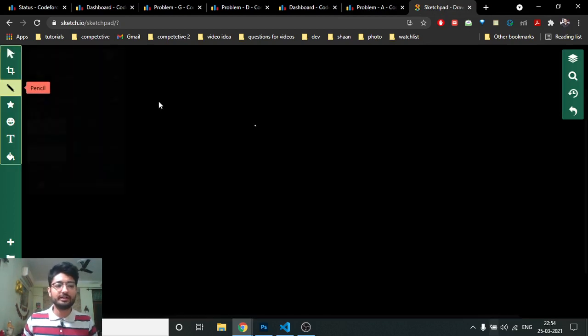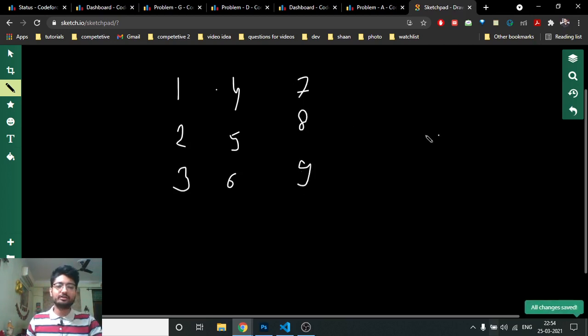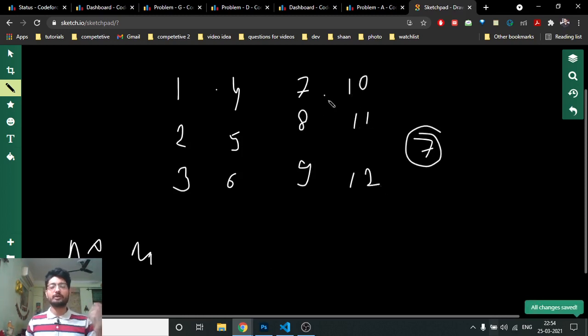What you can do here is first draw out the table. This is the column-wise 1 2 3 4 5 6 7 8 9, and let's draw the other part also, 9 10 11 12. Now let's assume you want to find the position of the number 7. You are given n cross m, where n is the number of rows, which is 3, and the number of columns is 4.